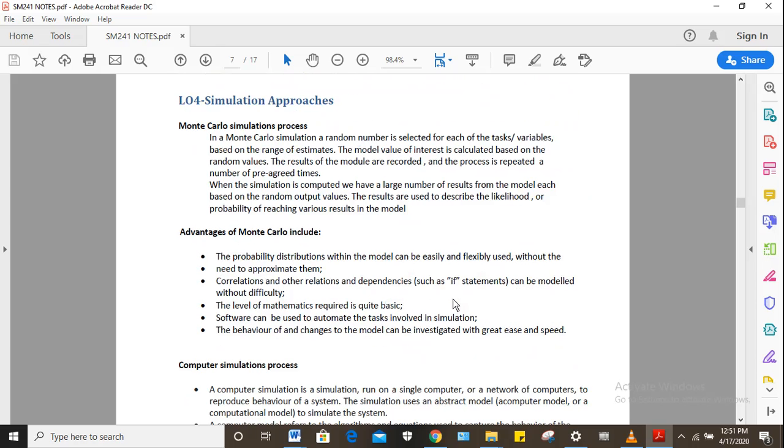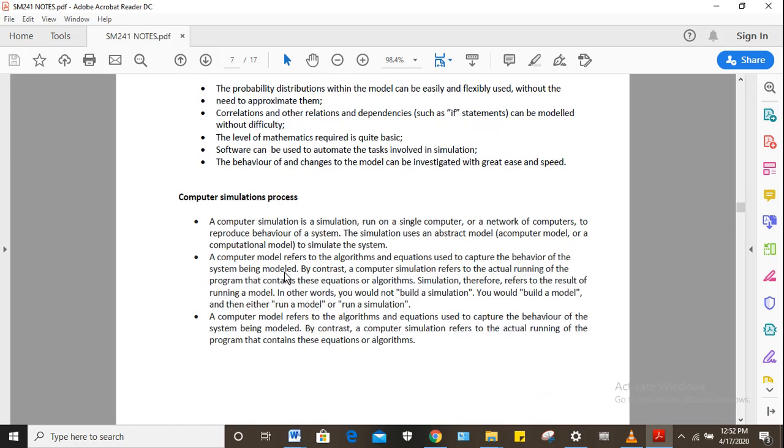So the Monte Carlo is usually the most used one because it analyzes risk. So you need to understand its advantages, which are like the probability distributions within the model can be easily and flexibly used without the need to approximate them. Then also the correlations and other relations and dependencies, such as if statements, can be modeled without difficulty. The level of mathematics required is quite basic. Software can be used to automate the tasks involved in simulation. The behavior of and changes in the model can be investigated with great ease and speed. So those are the advantages of the Monte Carlo simulation.